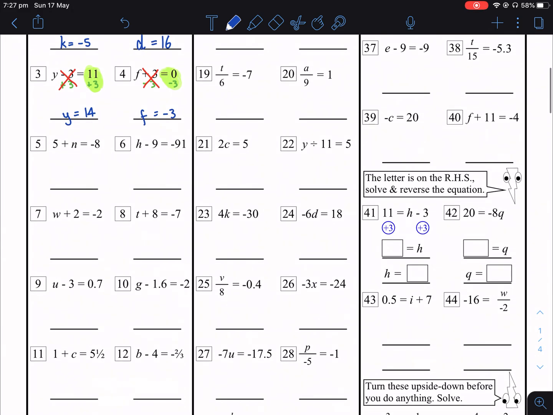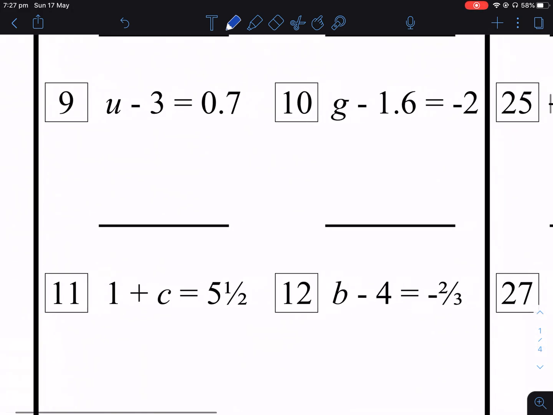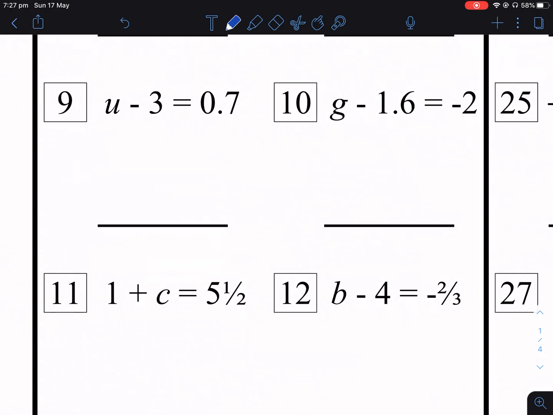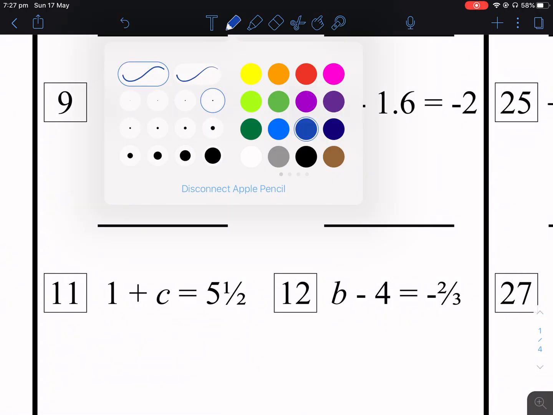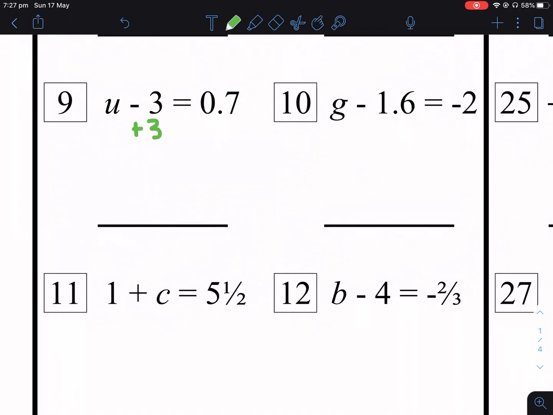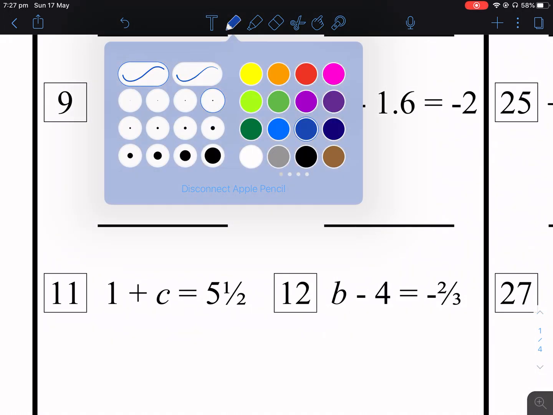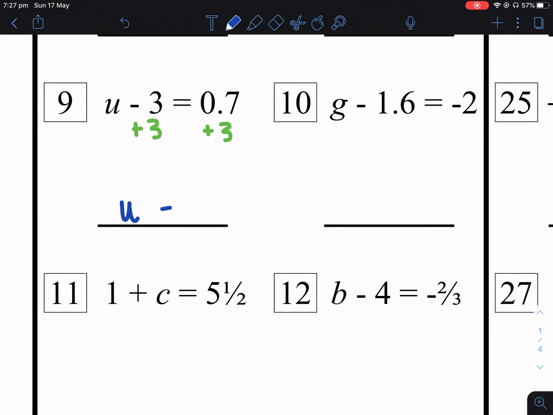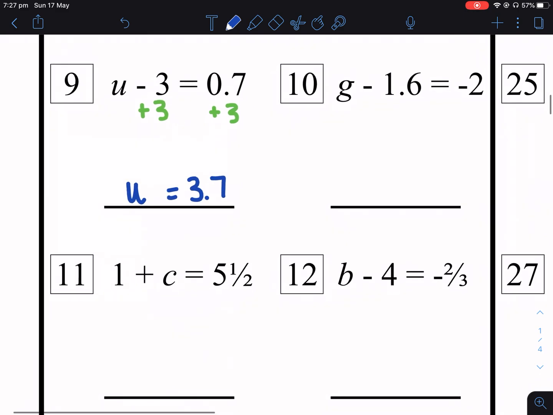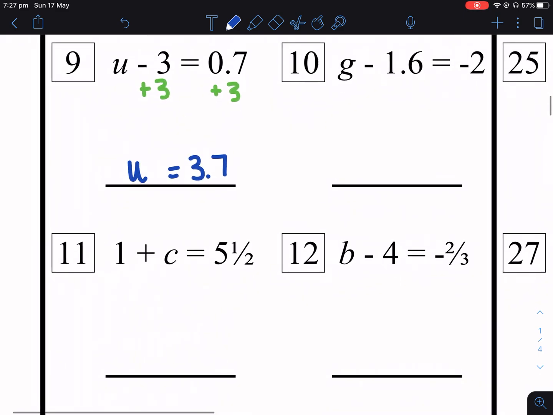Now, they're going to work exactly the same if they're negatives or decimals. So here, the opposite of minus 3 was plus 3. So we would have ended up with u on the left, we've got our equal sign, and 0.7 plus 3 is 3.7. But if you're struggling with your fractions and decimals, please use your calculator.